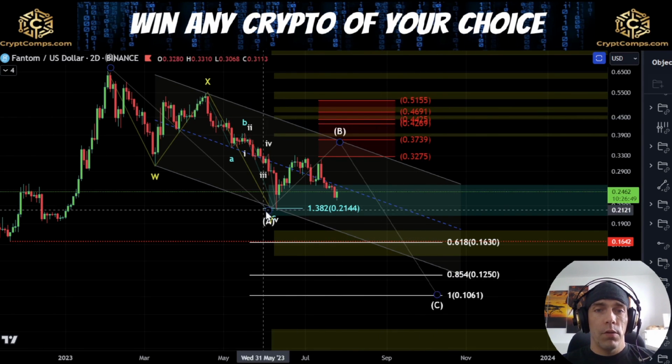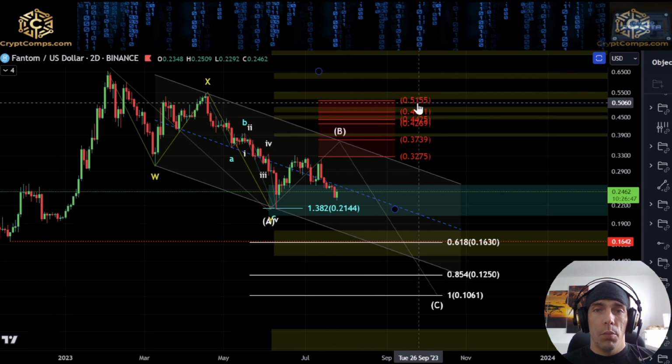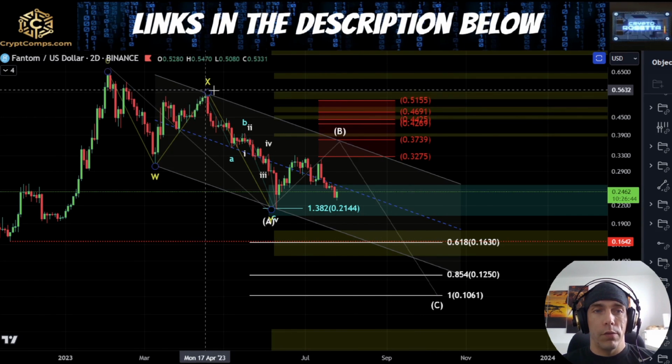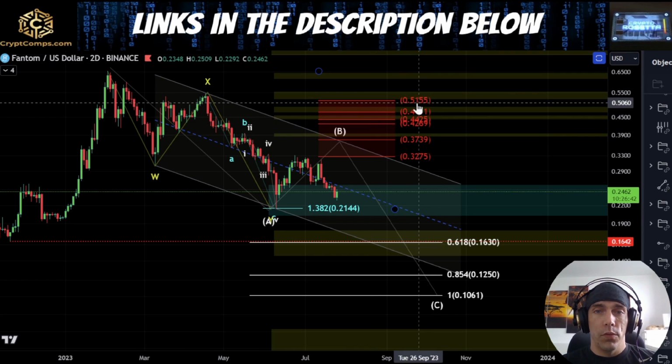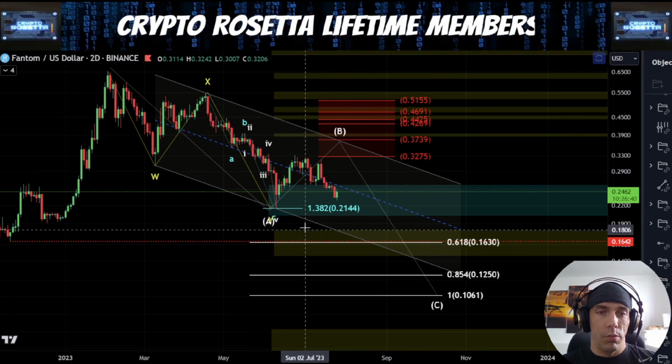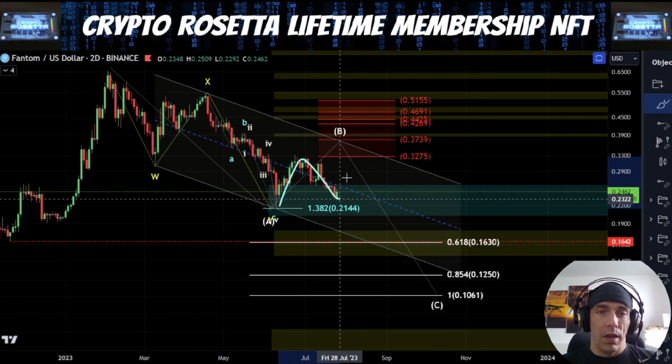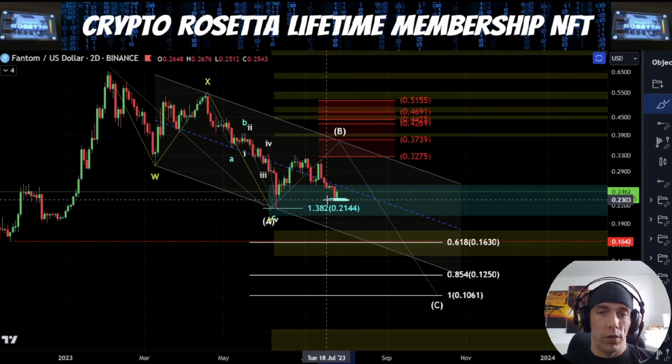Though really, even if we do see this push up higher here, possibly what we could see is a test of this previous X wave area towards this 51.55. So we're going to have to monitor this move and see how exactly this plays to the upside if we do continue to hold this support zone.